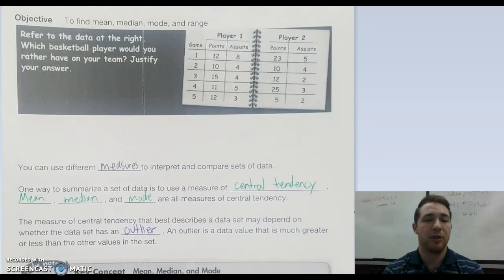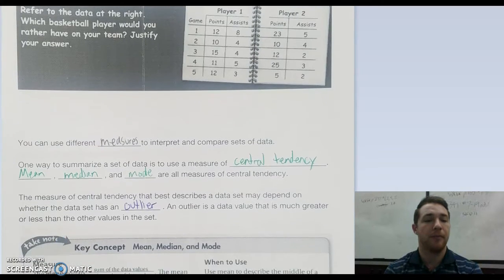So we can use different measures, again, to interpret and compare sets of data, and one way to summarize a set of data is to use measures of central tendency. So tendency, a little bit different from dispersion. Mean, median, and mode are those three measures of central tendency we're going to be looking at. A measure of central tendency that best describes a data set may depend on whether the data has an outlier. An outlier is a data value that is much greater or much less than the other data values, so it should look kind of out of place with the rest of your data.